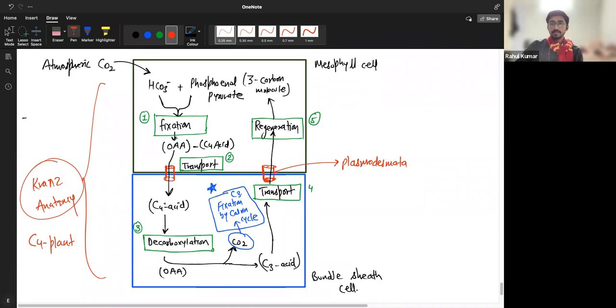Once it comes into the bundle sheath cells, then remove the CO2 and provide the CO2 into the C3 cycle, and that this C3 acid can be transported back and regenerated and can do the same thing. So it's like you hired another man just for the purpose of picking CO2 and bringing it to you.